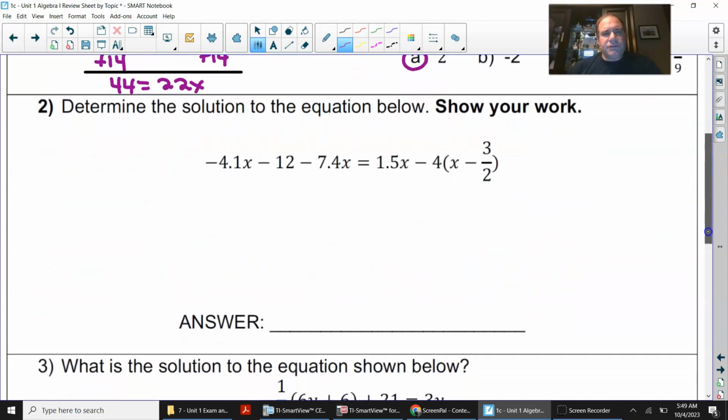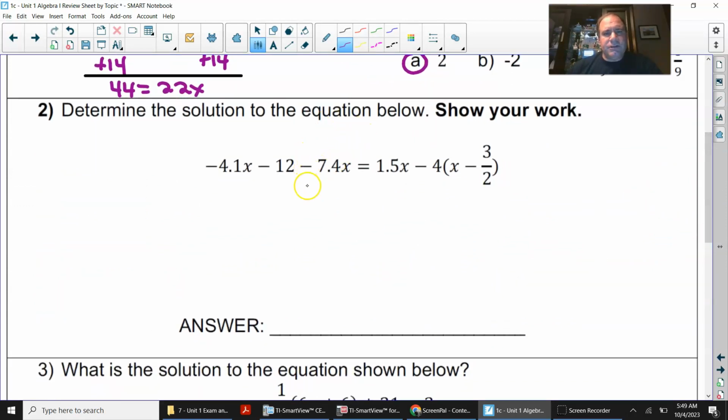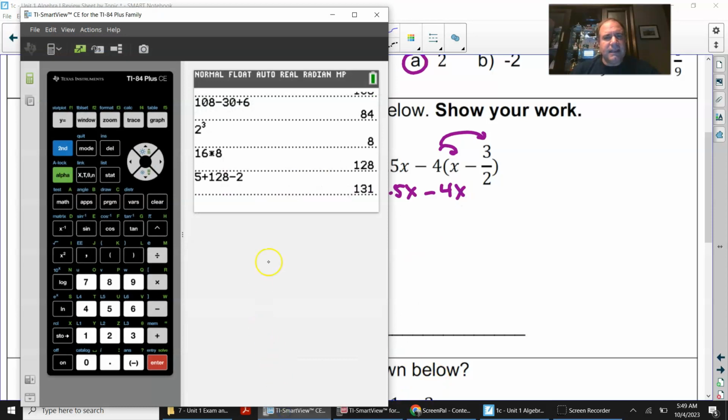To determine the solution in the equations below. Wow, this is a lot. But I'm going to do distributive property first. So I'm just going to do this. And then just rewrite everything. And this is negative 4x. So I'm just going to show you how to do this in the calculator. This is negative 4.